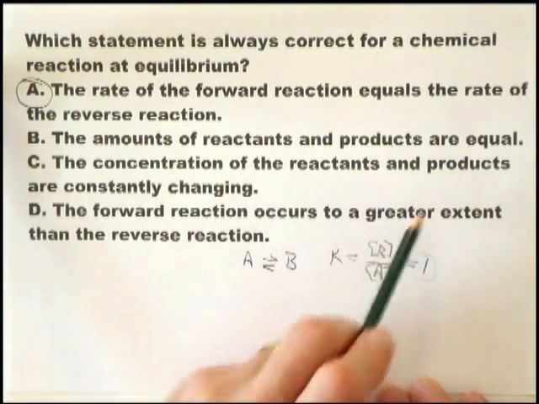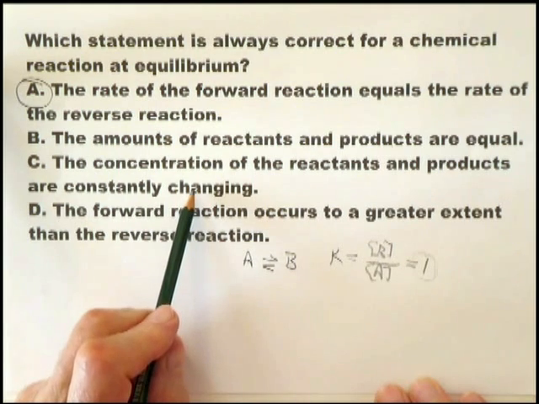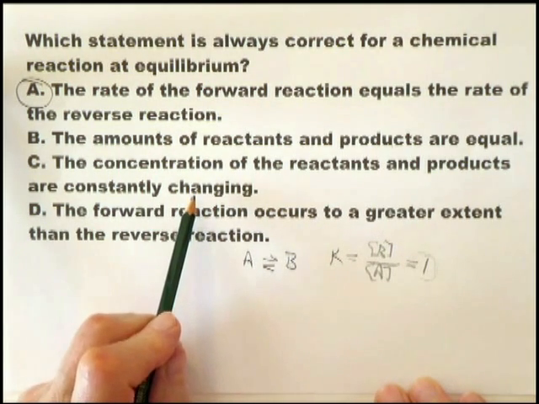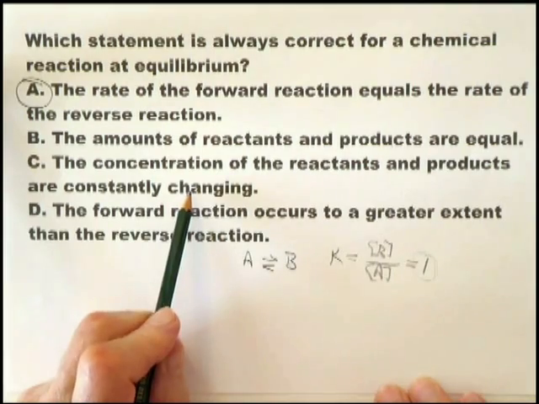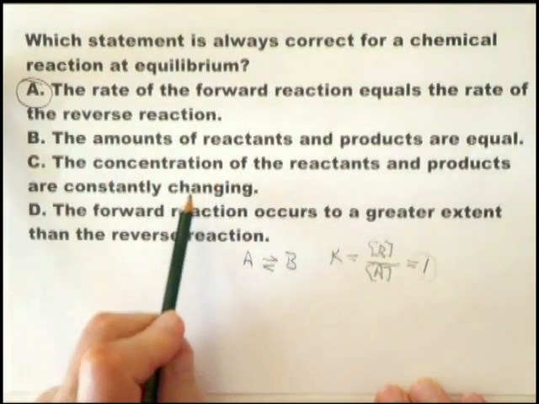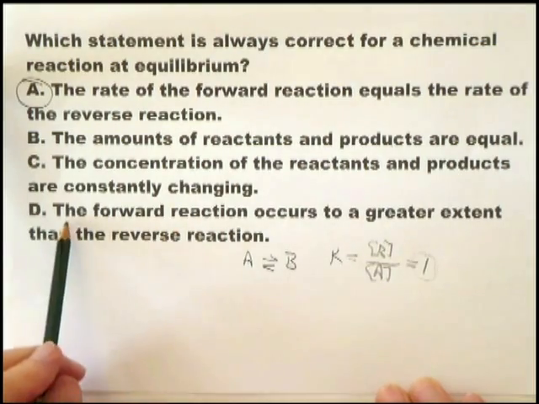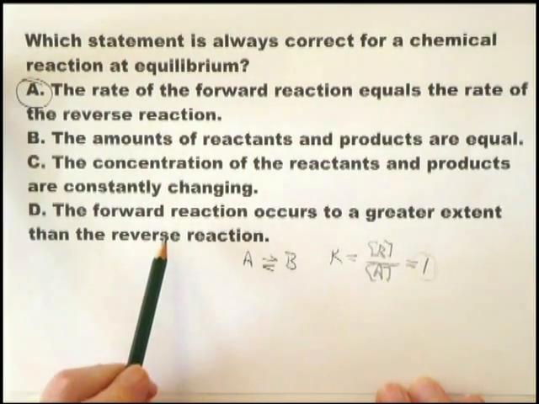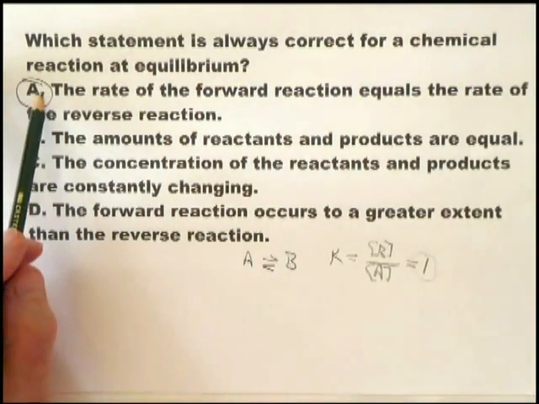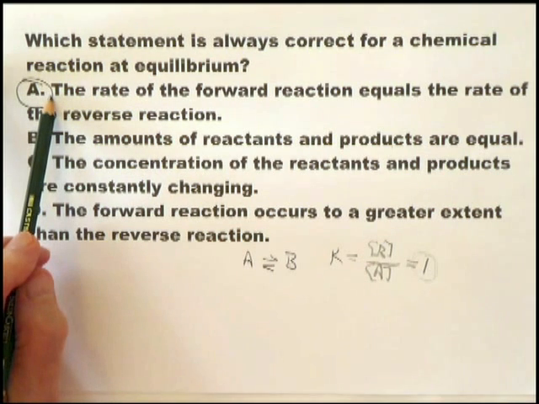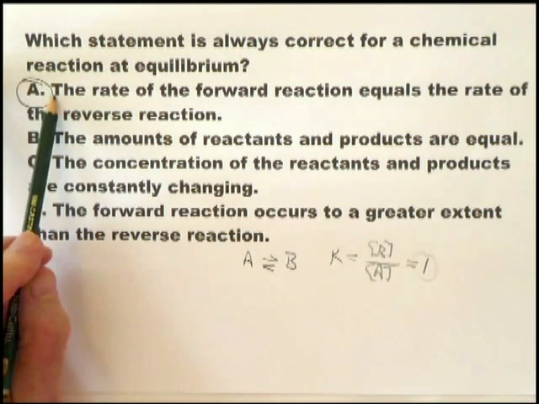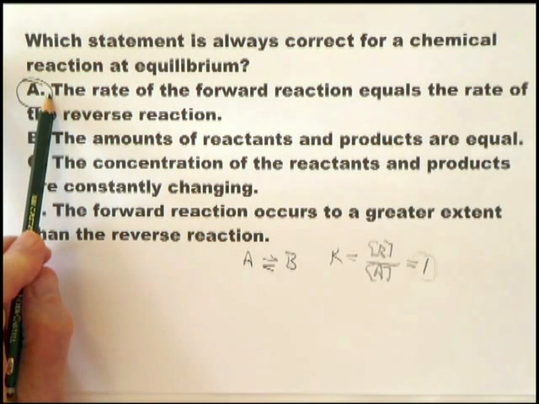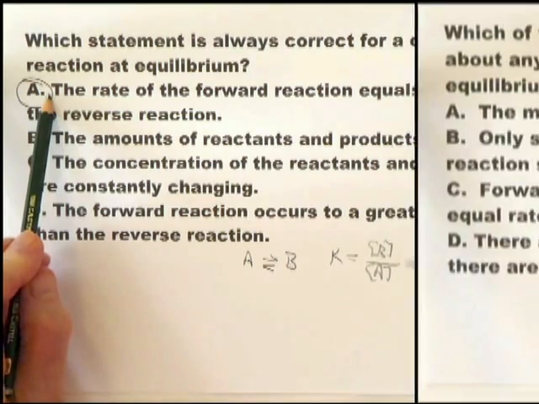The concentrations of reactants and products are constantly changing? No. At equilibrium, they are not constantly changing. The forward reaction occurs to a greater extent than the reverse reaction? No, that is definitely not true. The only statement that is correct for a chemical reaction equilibrium is this one. And remember it: the rate of the forward reaction equals the rate of the reverse reaction.